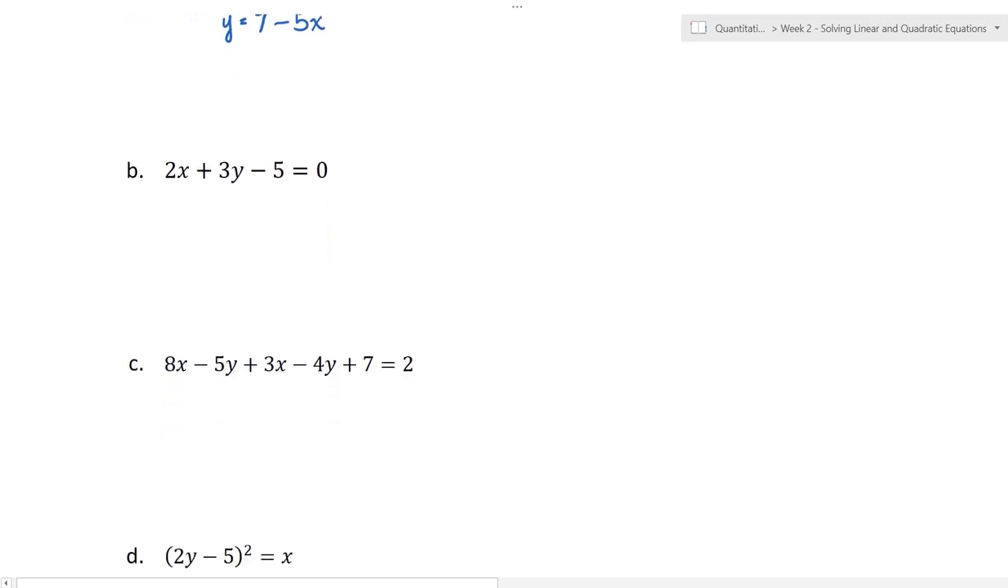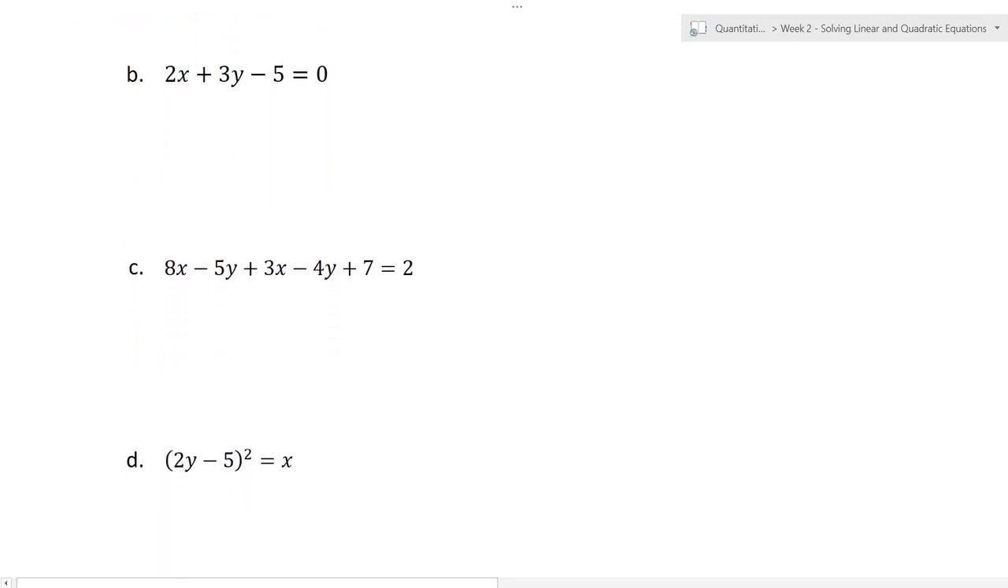Okay, so let's do that again in part B. So in part B, we want to move over the 2x and the negative 5 to the other side of the equal sign. Now the 0 is here but really is nothing, so we can just ignore that there's anything there at all because it's a 0. So I'm going to keep my 3y where it is and my equal sign, and I'm going to move the 2x to the other side of the equal sign, now making it negative 2x because it used to be positive, and I'm going to move my 5 to the other side, now making it positive 5 because it used to be negative.